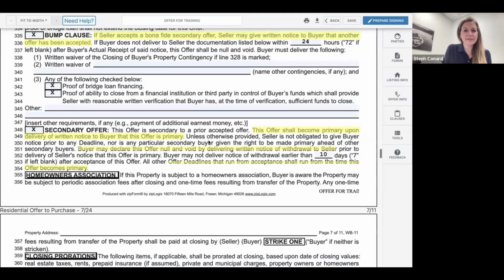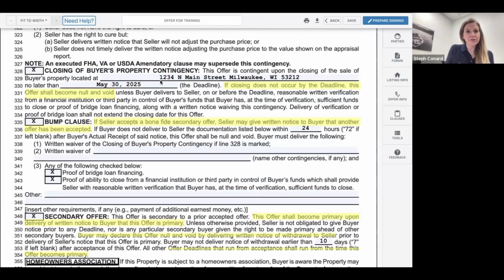So, tying it back to the home close contingency and the bump clause, again going back to what I stated before, the likelihood of you writing a secondary offer is going to be higher where that listing has a bump clause. So I'm coming along and writing on behalf of my buyer who wants to write on a property that has an accepted offer, but there's a bump clause. They're fine with that. We'll wait out the 24 or 48-hour notice and we'll see if we can get moved into primary.